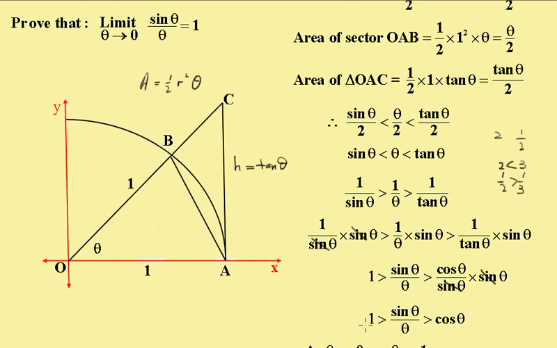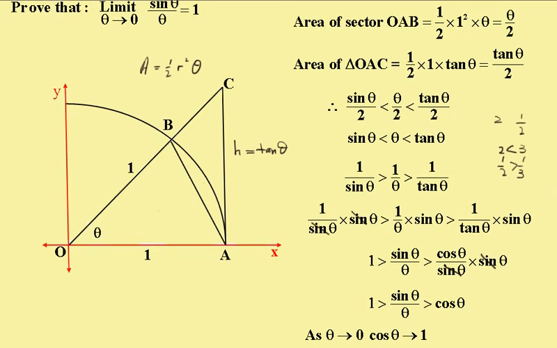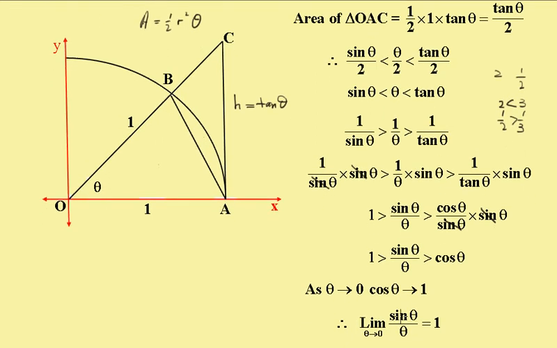So we have this result that 1 is greater than sine theta on theta, which is greater than cos theta. Now here's the part that's good. As theta goes towards 0, it becomes smaller and smaller, and the cos of theta goes towards 1. Therefore, sine theta on theta must lie between 1 and 1 as cos theta goes towards 1. So the limit of sine theta on theta as theta goes towards 0 is equal to 1.